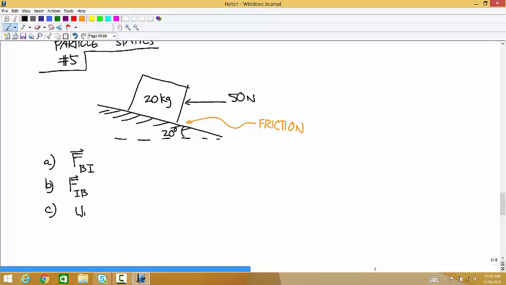So this is kind of treated a little bit separately. We're going to treat it differently because we're not going to break it up into a normal and a friction force until we get to part C. We treat friction contact just as an unknown force. So really it's easier than that. You don't have to deal with the unit vectors until you get to part C.